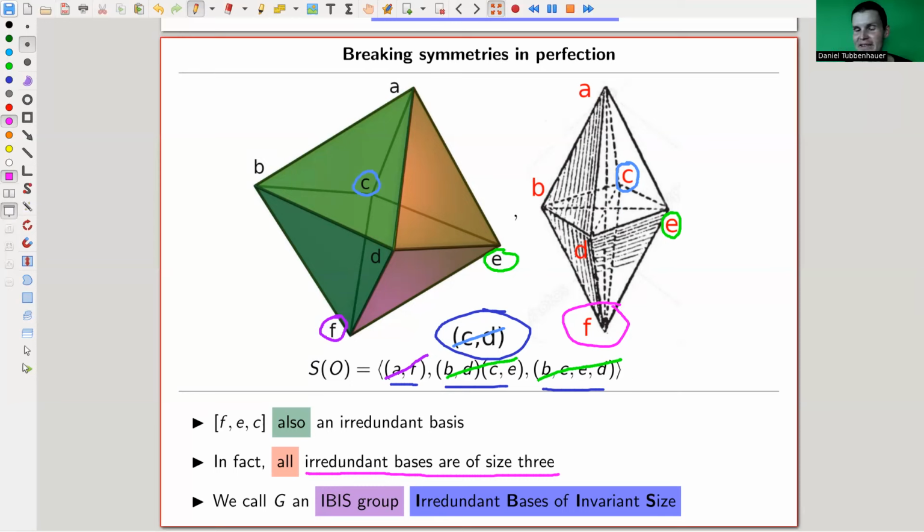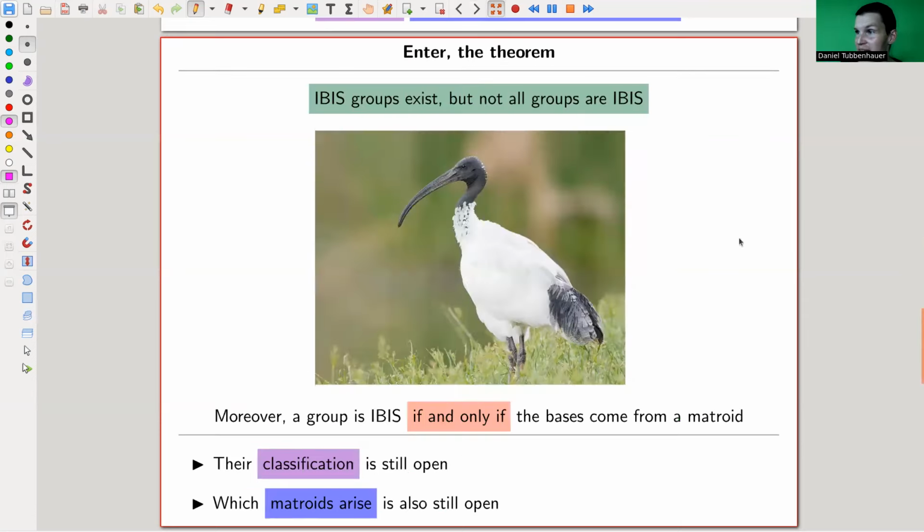Anyway, the point is these groups are kind of very special because they have a real notion of basis in terms of breaking symmetries, because you always need to fix the same number of vertices in this example. You always need to break the same number of symmetries in order to break all symmetries. And these are called IBIS bases. And the theorem is they exist, but by far not all groups are of this type.